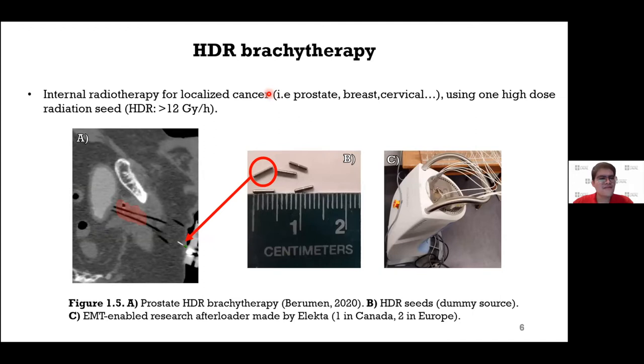HDR brachytherapy is a type of internal radiotherapy for localized cancer. It can be used in prostate, breast, or cervical cancer, and many others. It uses one high dose radiation seed. The seeds look like these ones. They're more or less the size of a grain of rice, and they are inserted in the patient through what are called catheters or applicators, which are implants. These seeds are stored in this machine, which is called a brachytherapy afterloader. The seeds come out of these tubes, get into the patient, and travel to the tumor site.